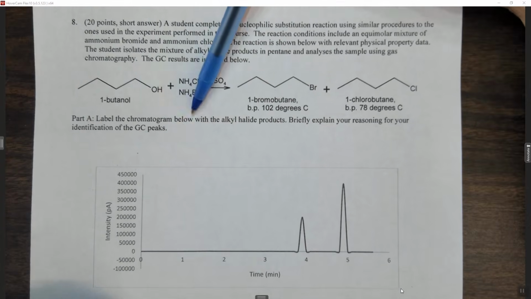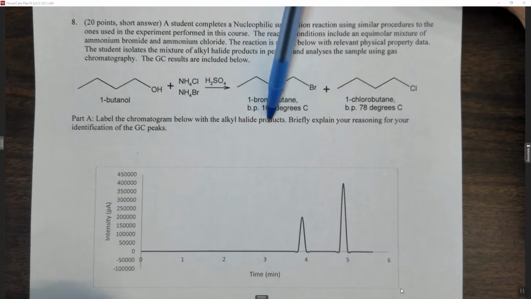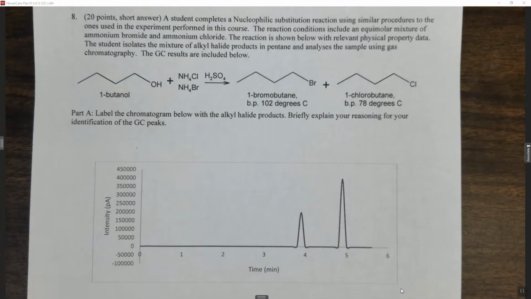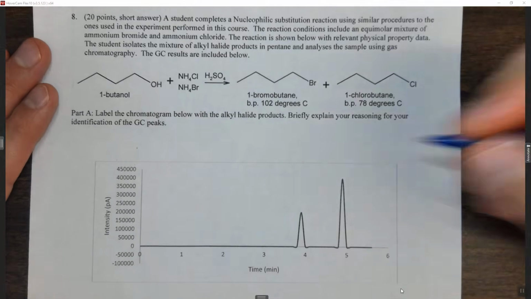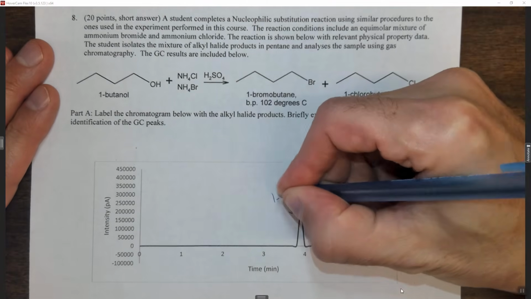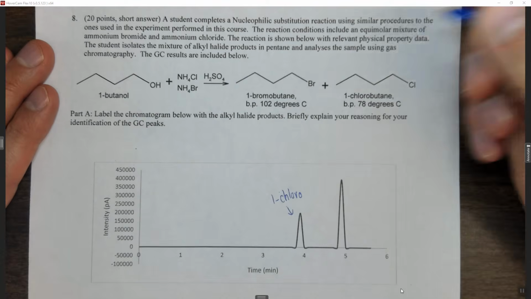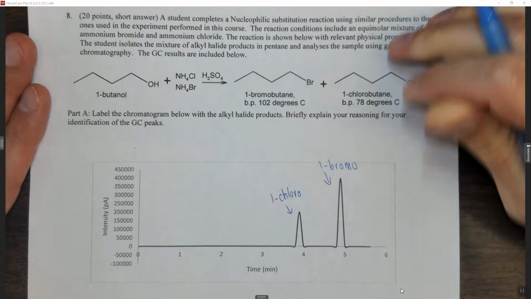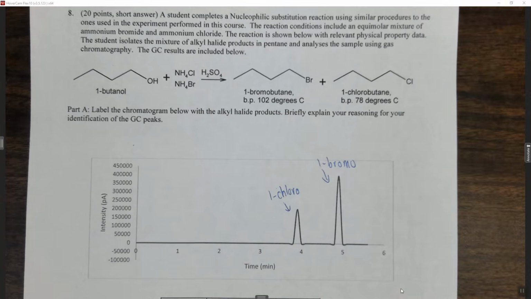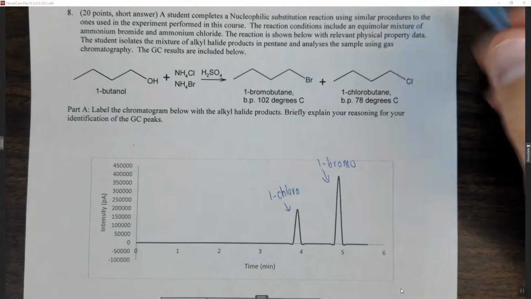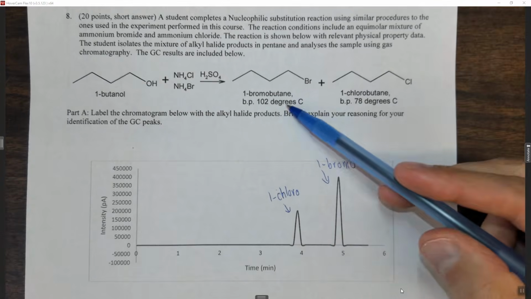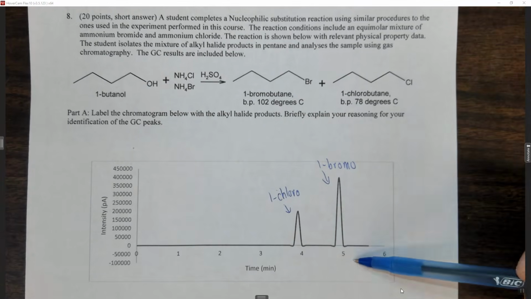The first thing it says is label the chromatogram below with the alkyl halide products. Briefly explain the reasoning for the identification of the peaks. So here we have the two alkyl halide products. This one is the 1-chloro product, and this one is the 1-bromo product. This is because GC separates things by their boiling point. So this one has a lower boiling point, it will have a lower retention time. This one has a higher boiling point, it will have a longer retention time.